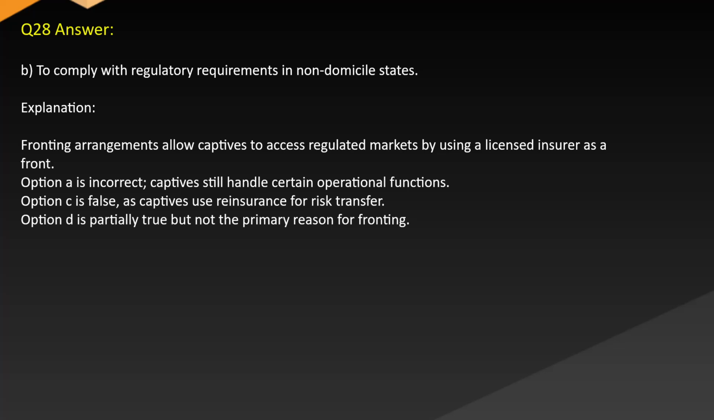Answer: B, to comply with regulatory requirements in non-domicile states. Explanation: fronting arrangements allow captives to access regulated markets by using a licensed insurer as a front. Option A is incorrect. Captives still handle certain operational functions. Option C is false, as captives use reinsurance for risk transfer. Option D is partially true but not the primary reason for fronting.